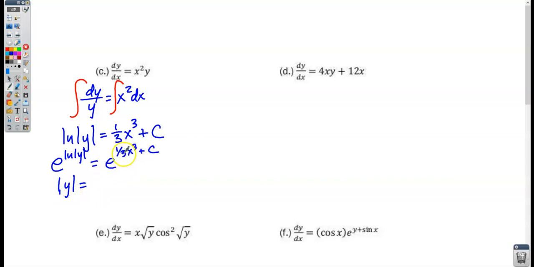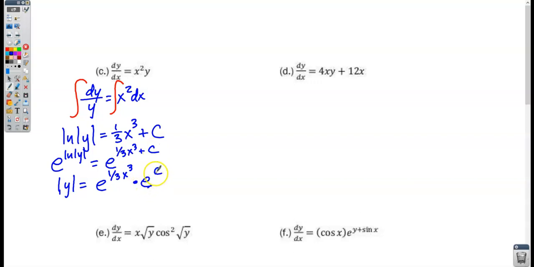When I have e raised to 1/3 x cubed plus c, that means that this side of the equation is equal to, using exponent properties, e to the 1/3 x cubed times e to the c. Make sure you stop and think about that for a second, that if I multiply these two together, since they have the same base, we just add the exponents, and that takes us back to what we had in the previous line.